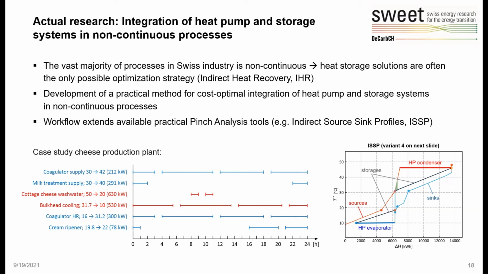aspect. The diagram here shows the non-continuous behavior of a cheese production plant together with the resulting ISSP. So here's the Gantt chart showing the time-dependent behavior of each of the heating and cooling requirements over a 24-hour period. And here is the ISSP, resulting with the heat pump, condenser, and evaporator integrated into the ISSP as shown as a variant. That's one of the optimum solutions.